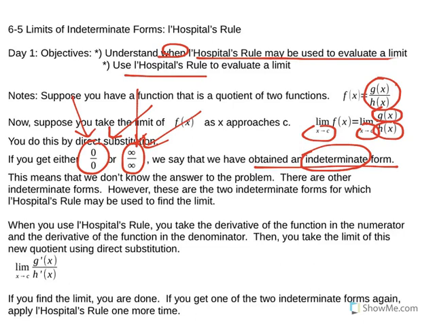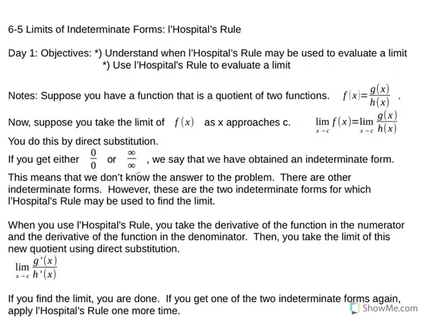How do you use L'Hopital's rule? You take the derivative of the function in the numerator. The function in the numerator is g of x, so you take the derivative of g of x, giving you g prime of x. You take the derivative of the function in the denominator, h of x, giving you h prime of x. And then you try taking the limit of this new quotient as x approaches c.